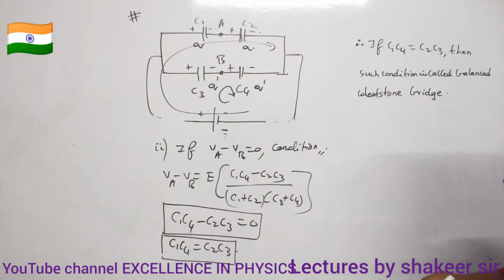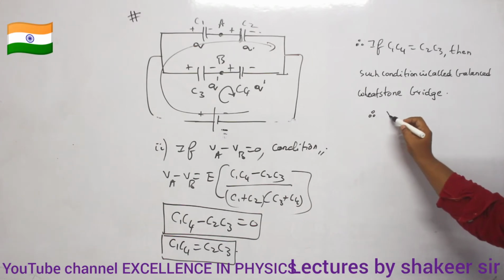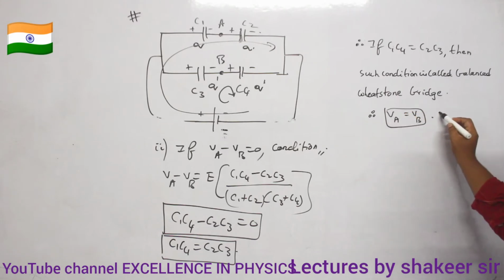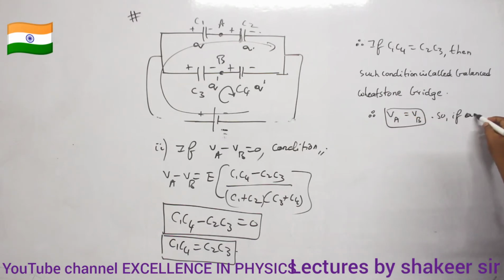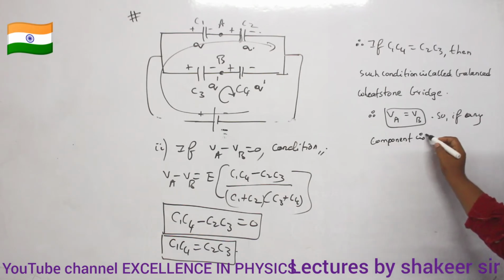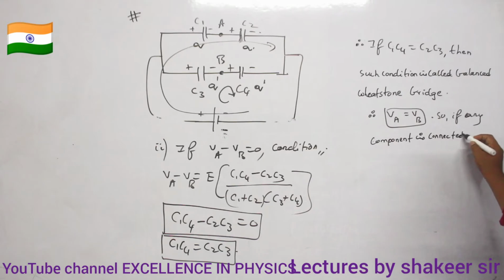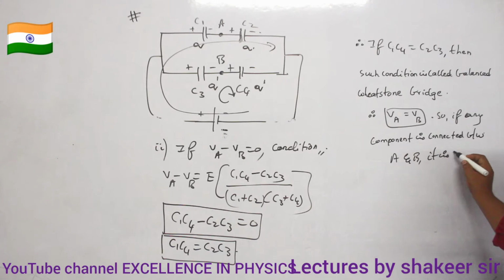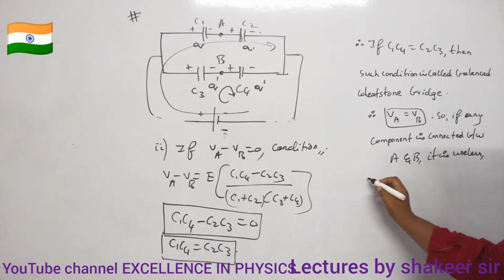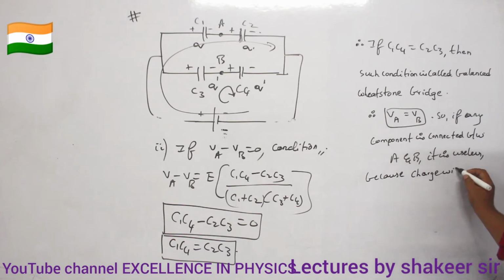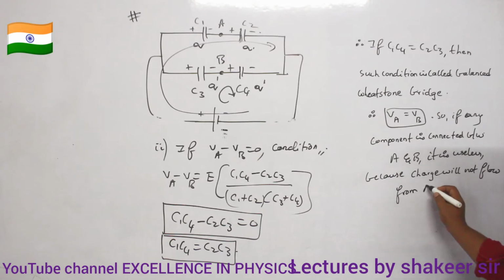Okay, ma? So therefore, potential at VA is equal to potential at VB. So if any component is connected between A and B, it is useless. Why is it useless? Because charge will not flow from A to B. Clear, ma?